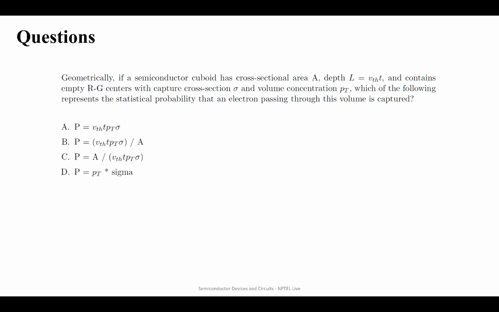P equals V_th times t times P_T times sigma. P equals V_th t P_T sigma by A. P equals A by V_th t P_T sigma. P equals P_T times sigma.